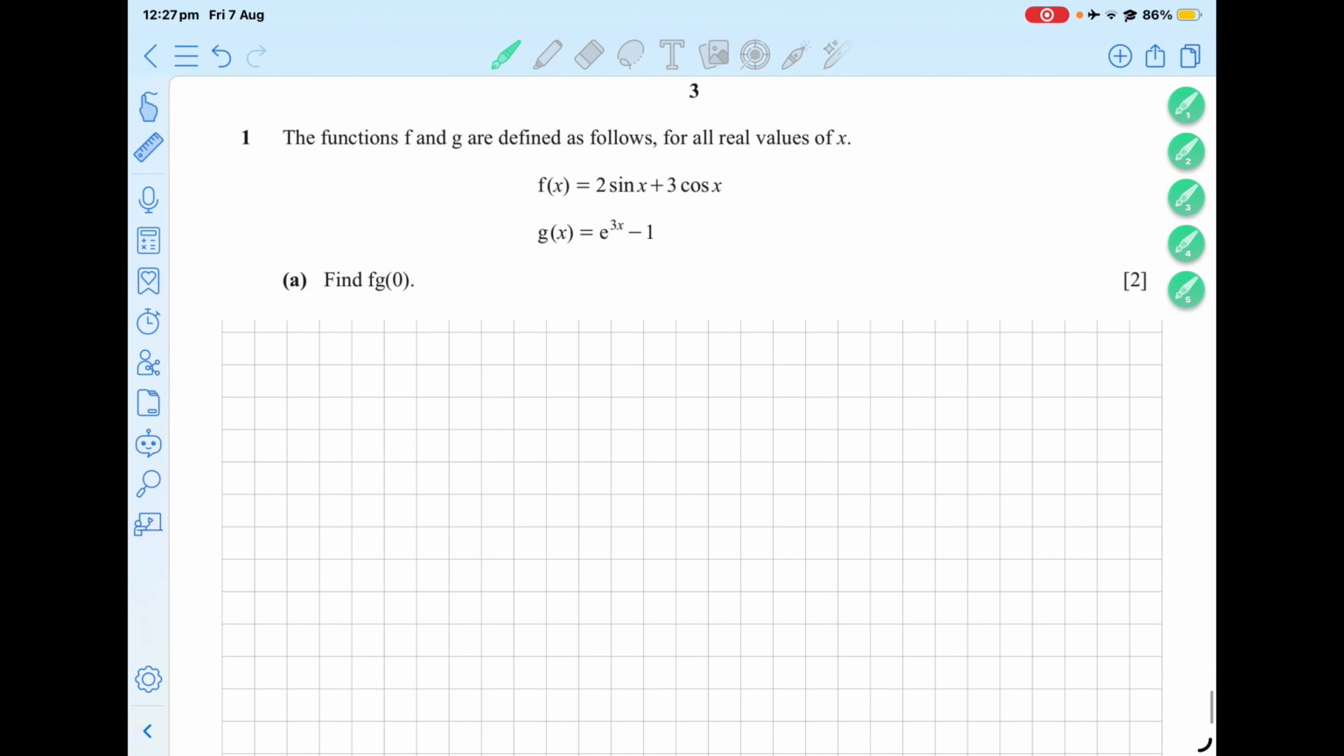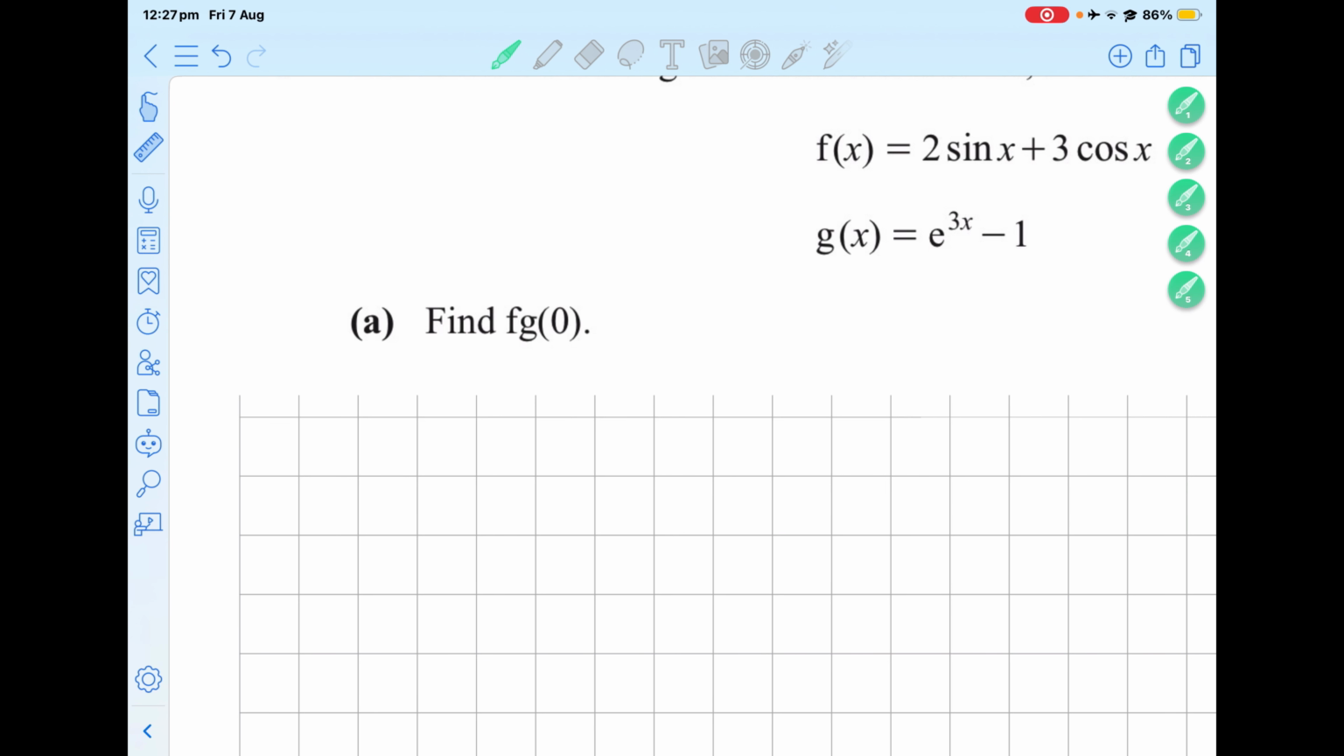The functions f and g are defined as follows for all of the real values of x. What is f of g of 0? So first you take 0 and you put it into g, so that would be e to the 0 minus 1, and e to the 0 is just 1, so 1 minus 1 is 0. You might be thinking e to the x can never reach 0. Well, this is e to the x minus 1, so it will never reach minus 1, but it will reach 0 at exactly x equals 0.